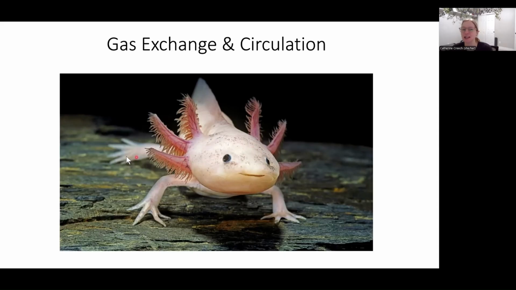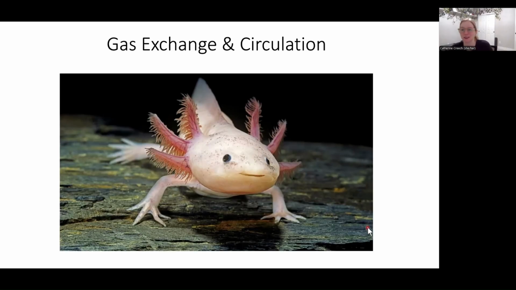And so we can see the respiratory organs really clearly, and we can see the blood vessels that are running along them. So here, this fringe, it's thin to increase surface area, so structure and function going together. And this is where we have diffusion of oxygen from the water into the bloodstream and diffusion of carbon dioxide from the bloodstream into the water. So this is our site of gas exchange.